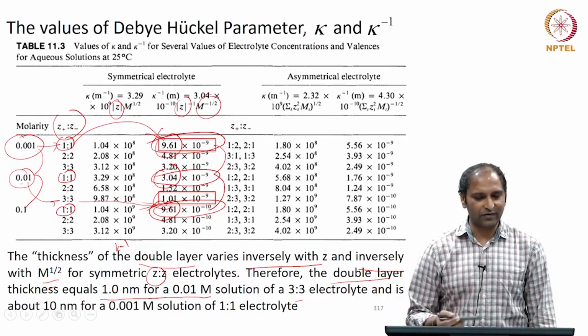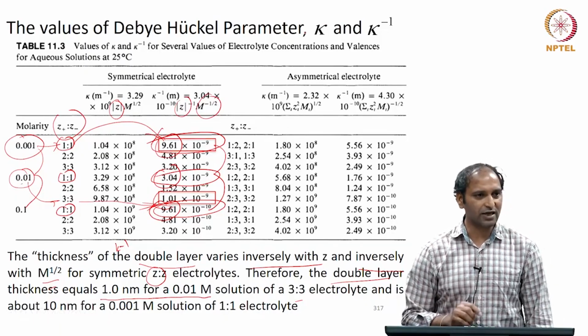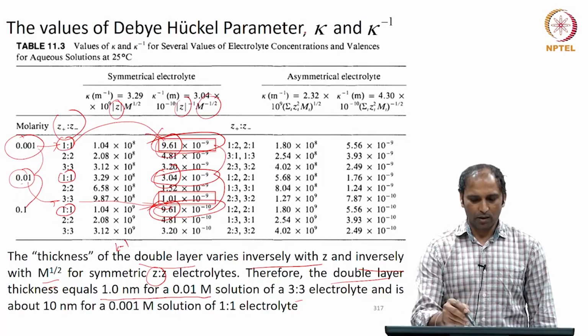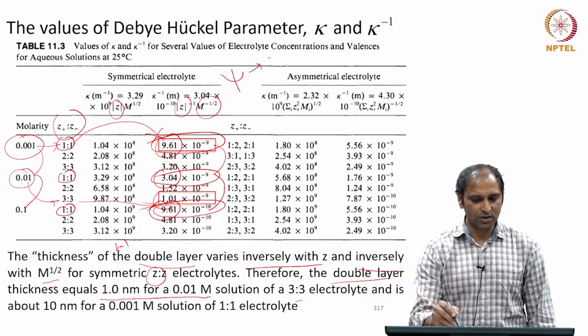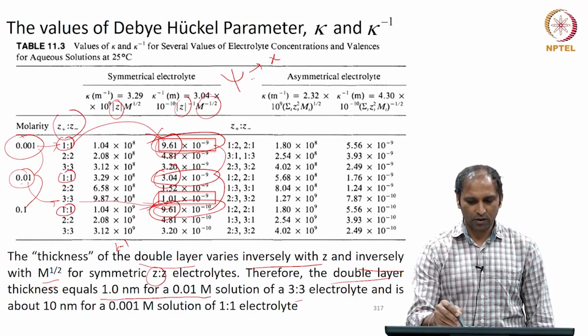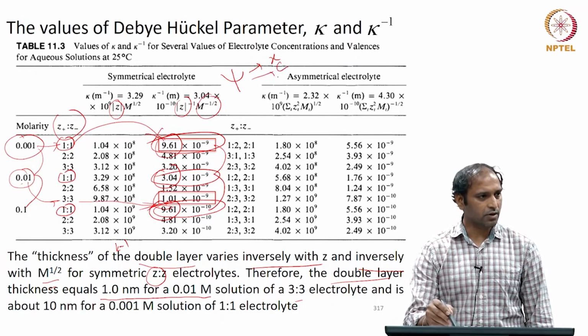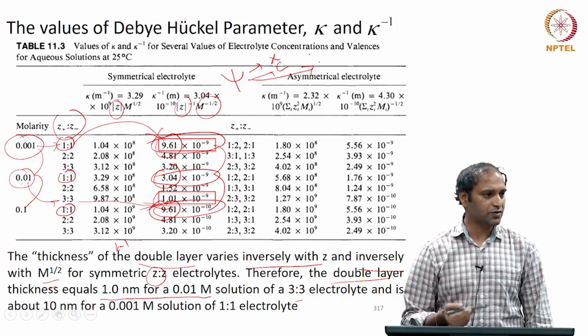So basically the formalism that we have done, the Debye-Huckel approximation, essentially captures how the potential varies with distance, how it varies with the electrolyte concentration, and how it varies with the type of electrolyte that you have used.